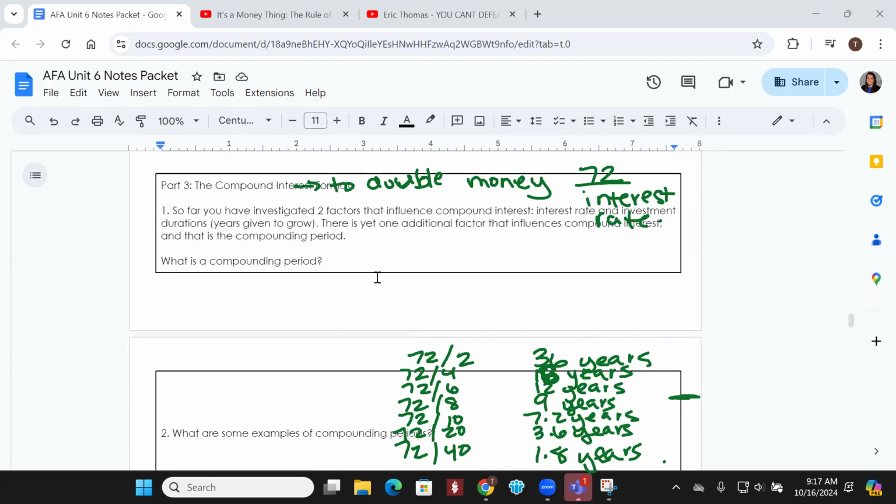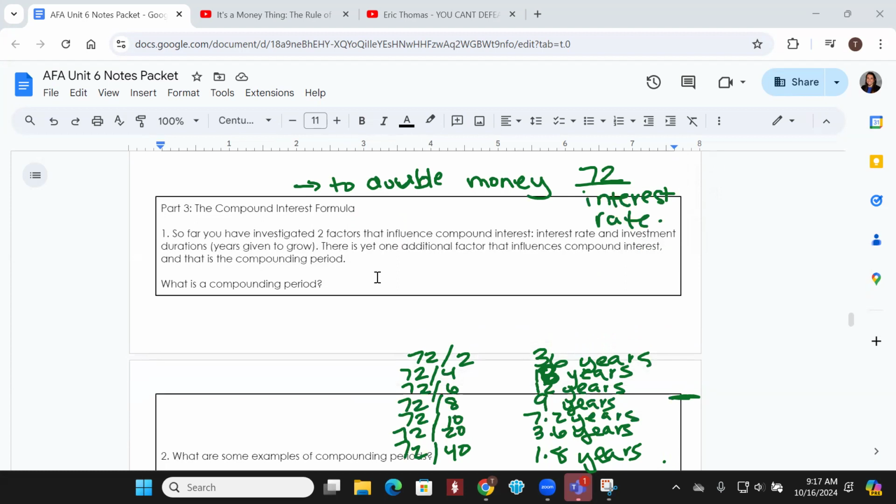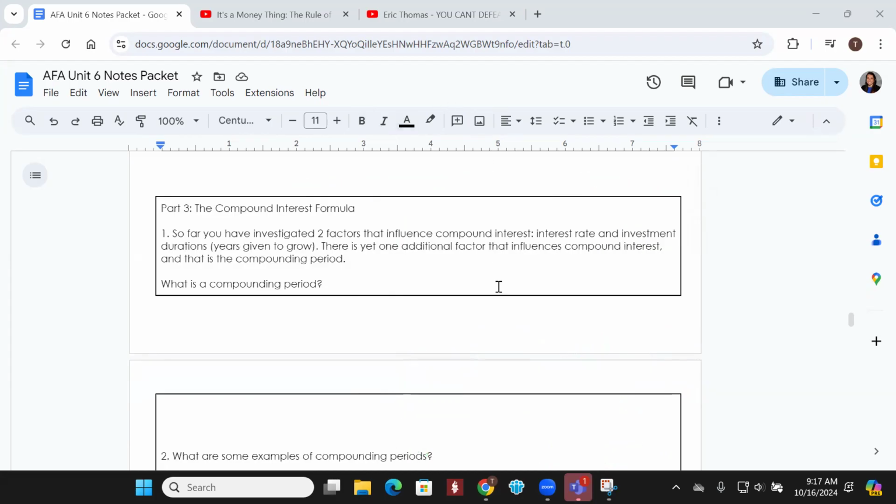All right, so far, you've investigated two factors that influence compound interest: the interest rate and the investment duration, the years given to grow. There is one additional factor that influences compound interest, and that is the compounding period. So what is a compounding period? That is how often the amount is compounded.